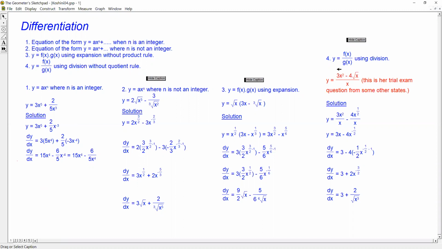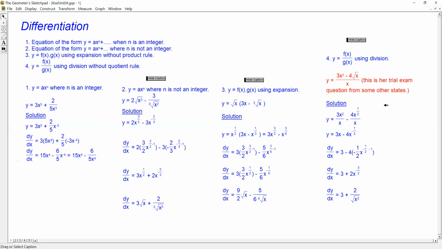So we don't use the quotient rule, we just divide. By dividing, I mean you separate them into terms like that, one by one. Okay, I don't know, maybe it's a trial exam question from another state. So the first step is to divide them, separate them, right? So 3x squared divided by x. 4 square root x, which is 4 times x to the power of half, divided by x.